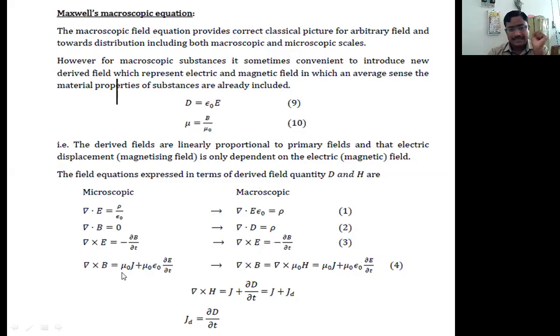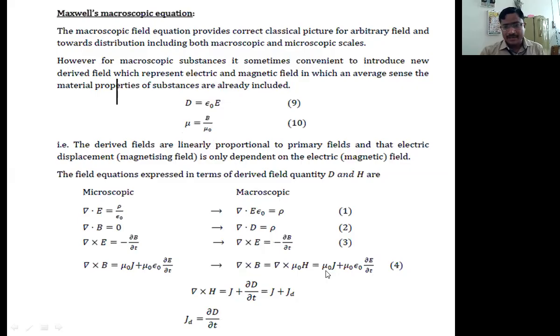Now look, mu 0 appears once here, mu 0 here, and epsilon 0 here. Let us take this mu 0 to this side. What will happen then? It will become B divided by mu 0. Now B divided by mu 0, its value is H. We can substitute that value.